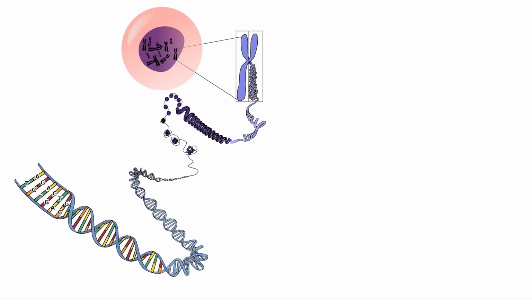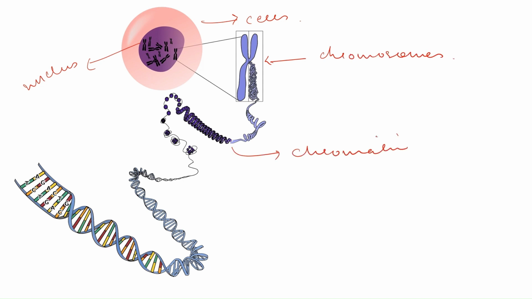As you all know, our body is made up of cells. A cell contains a nucleus. Inside the nucleus we have chromosomes. Chromosomes contain chromatin. What is chromatin? DNA plus protein, specifically histone. These are DNA wound around histone protein. So chromatin contains DNA, and in this DNA we have genes.